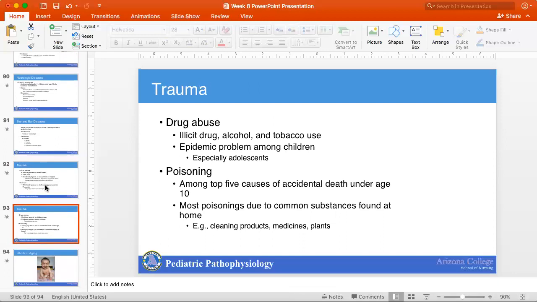Drug abuse, illicit drug, alcohol, and tobacco use, is an epidemic problem among children, especially adolescents. Poisoning is among the top 5 causes of accidental death under age 10. Most poisonings are due to common substances found at home, such as cleaning products, medicines, and plants.